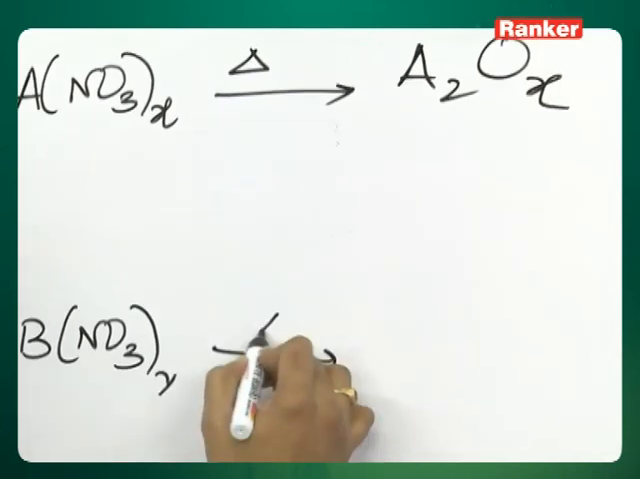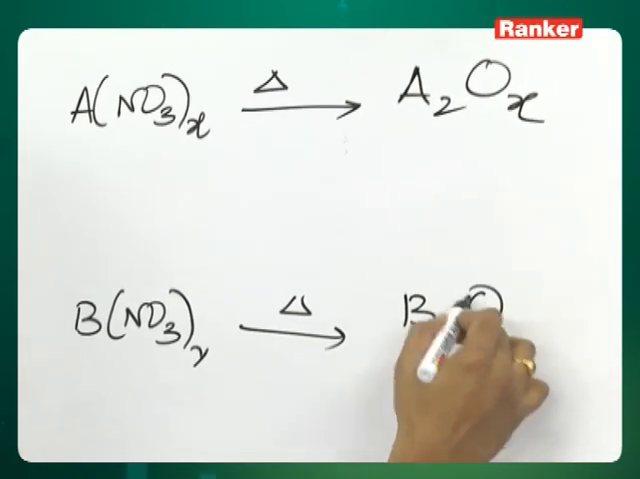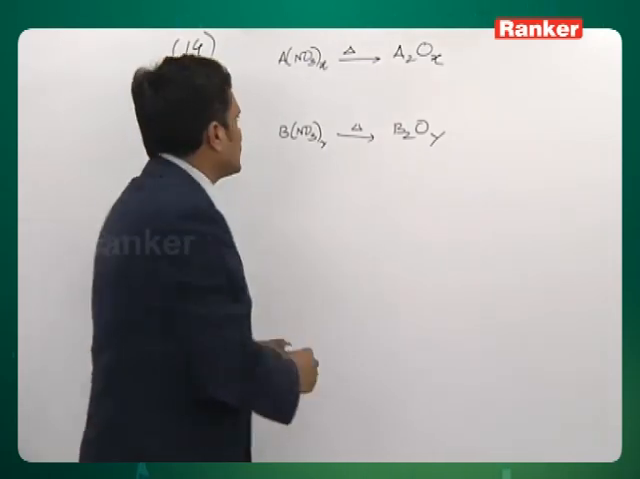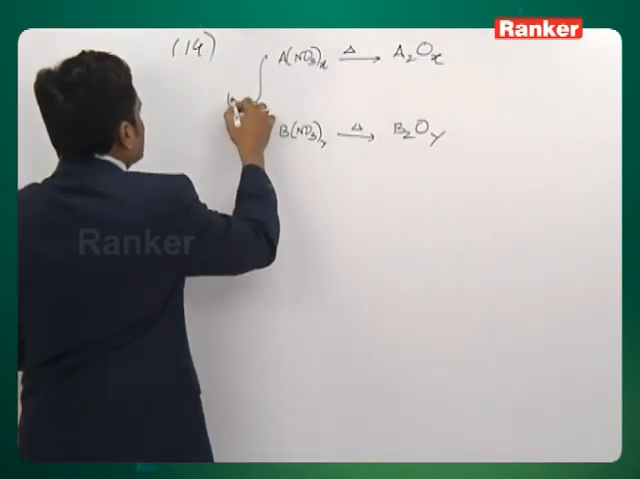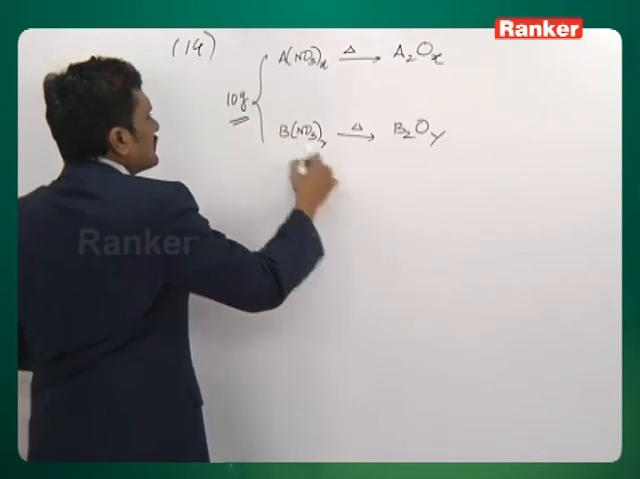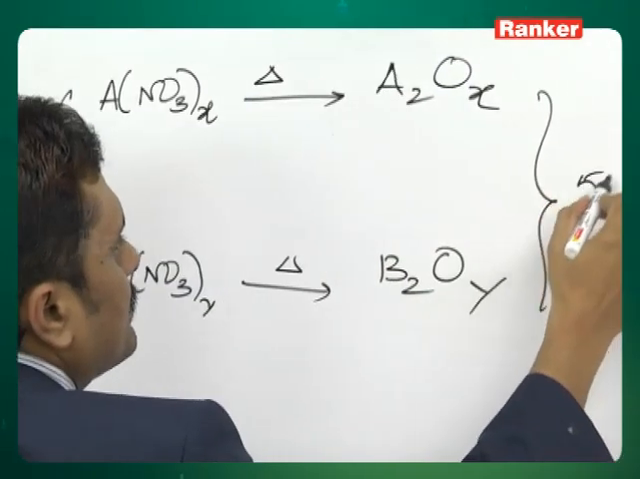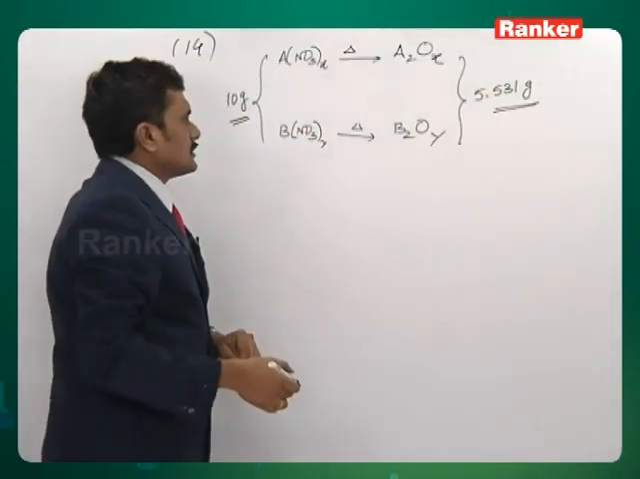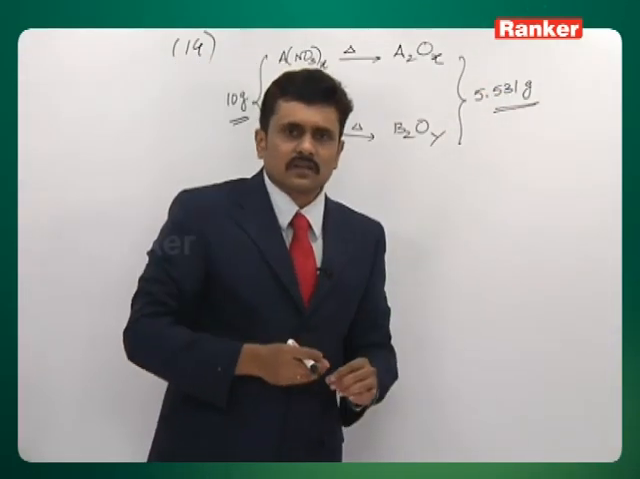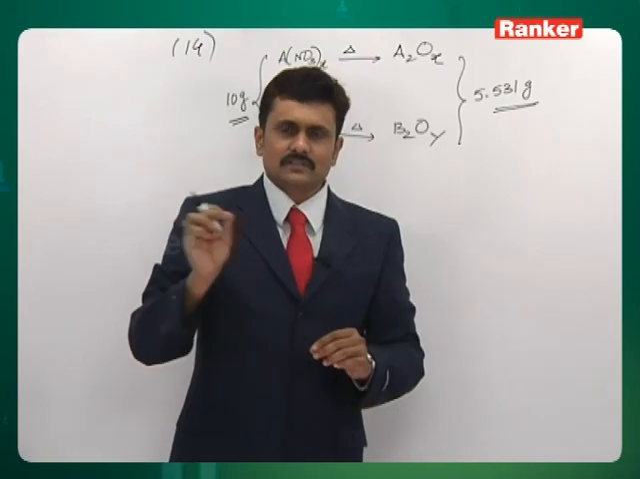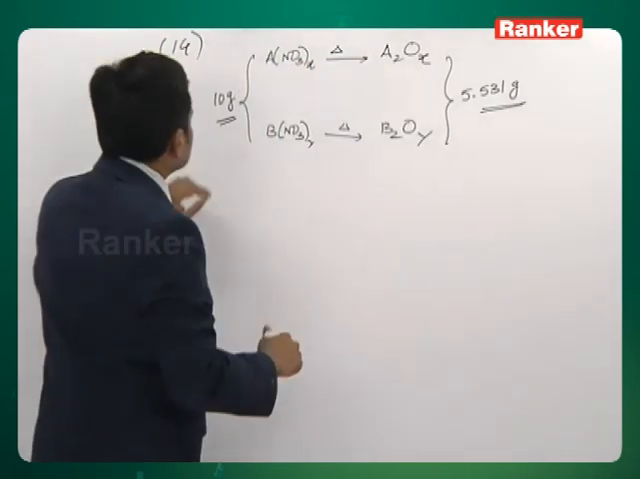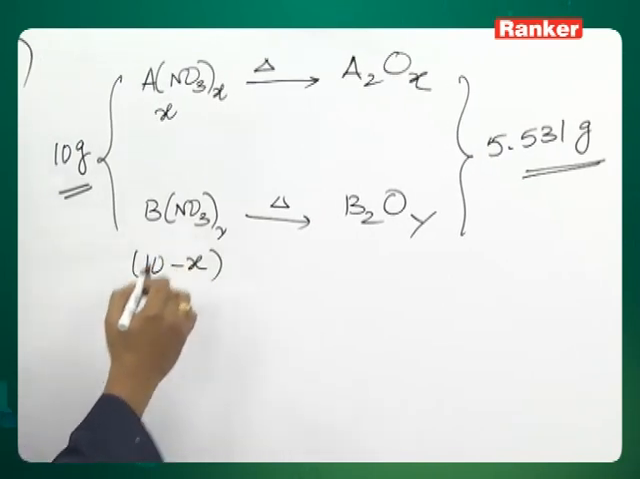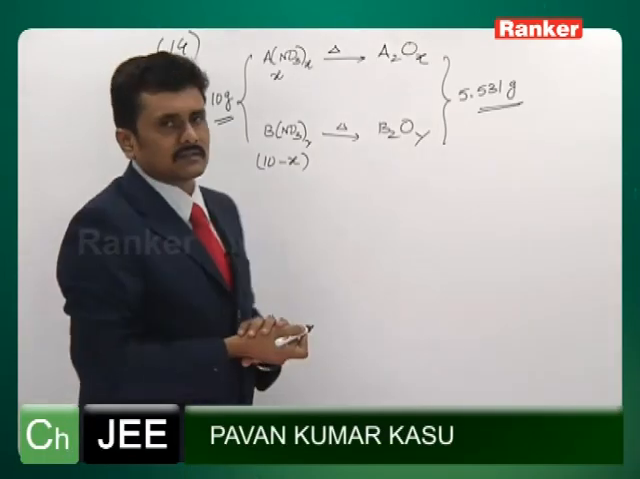We don't know about the other components that are produced during this reaction, but we are sure of the fact that the oxides are obtained, and you have been given information regarding these two, that this mixture is weighing 10 grams and the oxides are weighing 5.531 grams. Now when you are given a mixture and the mixture has a certain weight, first we have to convert this in terms of X, then the weight of this will be 10 minus X gram.